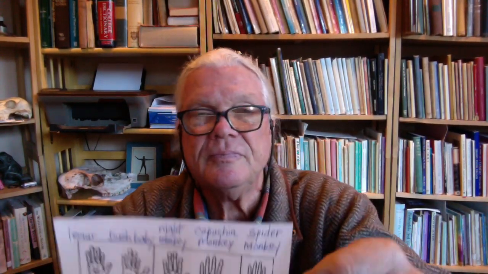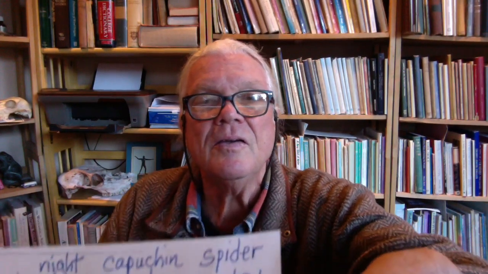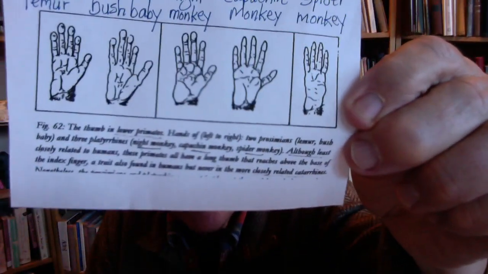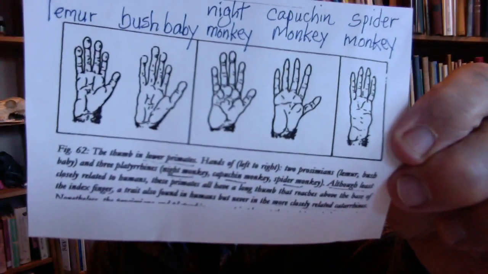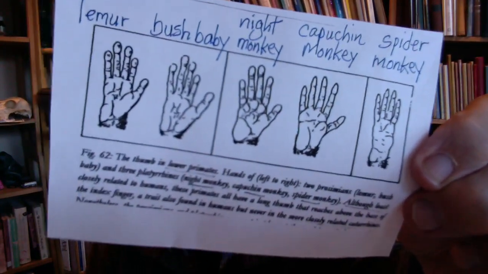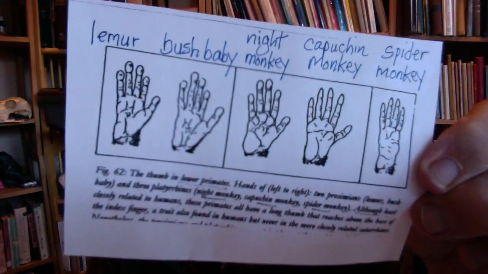As an aside, we know that the spider monkey has lost its thumb due to adaptation to its arboreal way of life, swinging from limb to limb, even using its tail as a prehensile organ.